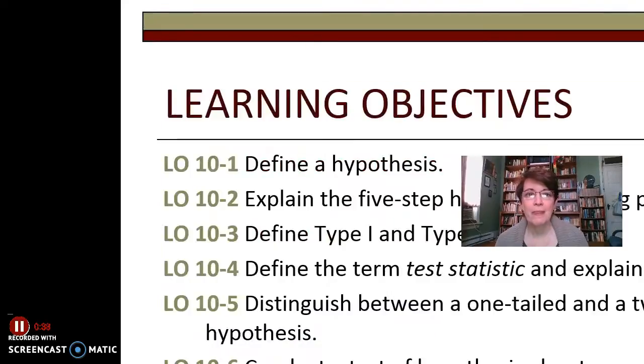So this week we're going to talk about hypothesis, and we know that that is just a best guess, right? So when we are trying to decide if something has improved, changed, gotten worse, stayed the same, we're making a hypothesis about this statement, and that's what hypothesis testing is all about.